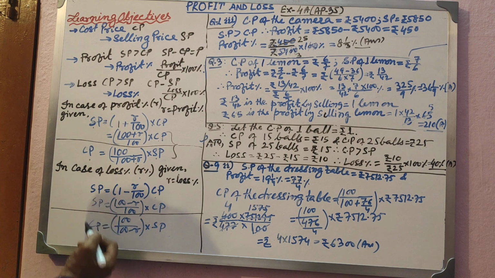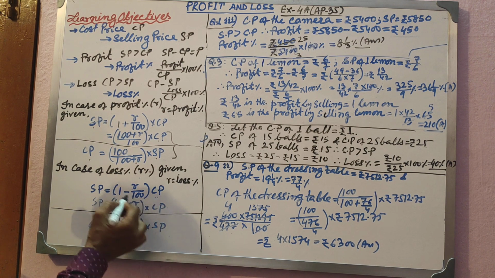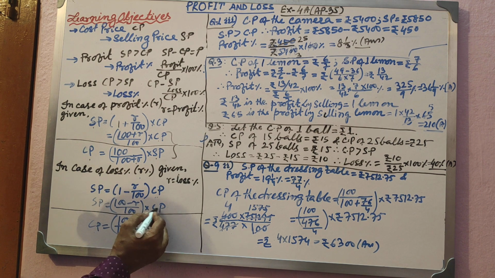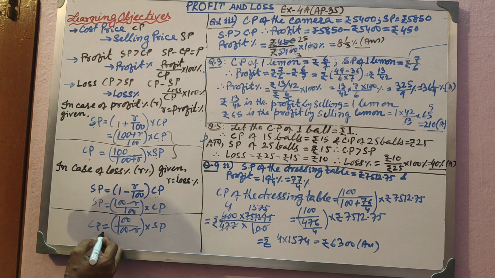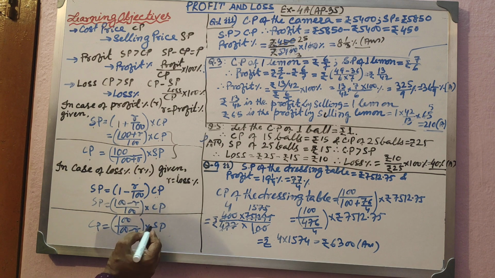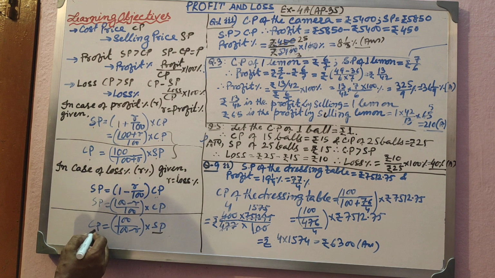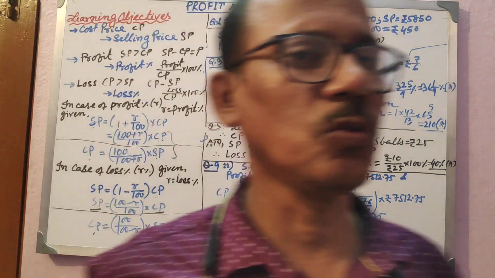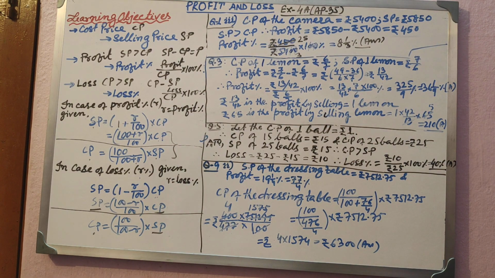How do you do it? SP, if CP is given, is 1 minus R by 100 into CP. That can be simplified as SP is equal to 100 minus R, which will be the numerator, divided by 100, into CP. Now CP, if you solve this linear equation, will be 100 by 100 minus R into SP. R is the loss percentage and SP is given. CP you will have to find out through this formula. When CP is given, SP you have to find out with this formula. Could you understand? Now if we move on to the exercises, it will be very simple.